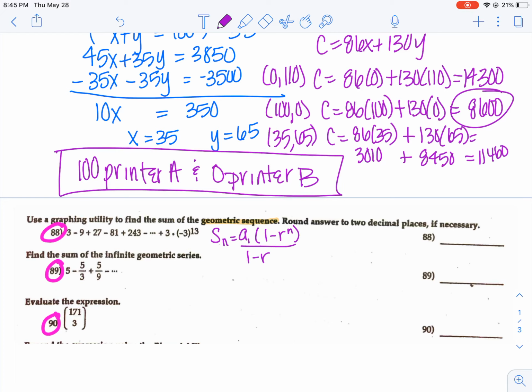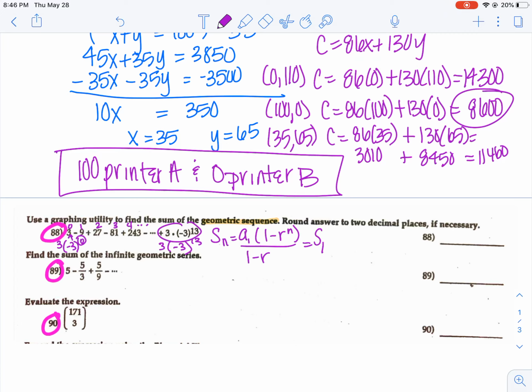Okay, so how many terms do we have? If we look at our equation, this is the formula, 3 times negative 3 to the 13th. So what's this first one? It's going to be 3 times negative 3 to the what? What has to go here to get the answer to be 3? It has to be 0. If it were a 1, you'd get the negative 9. So this is actually term 0. So this is term 0, term 1, term 2, term 3, term 4. If it goes up to 13, that means I have a total of 14 terms.